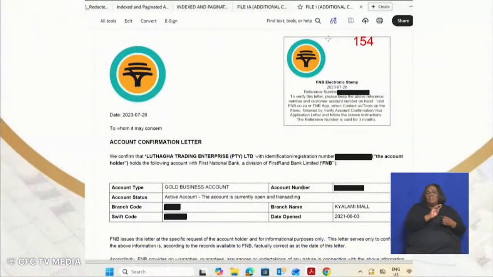If you go to page 154, there is the account confirmation letter, but that is for a company, a PTY Limited. There, the account number is an FNB one, but I am not sure if it relates to the FNB account that you reference here at page 120. Yes, I see it, but I don't know this company. Okay.